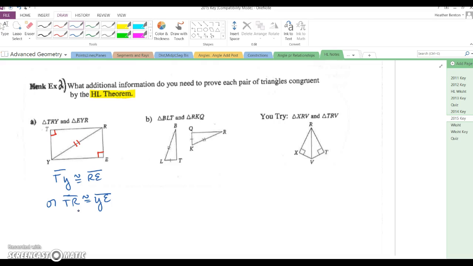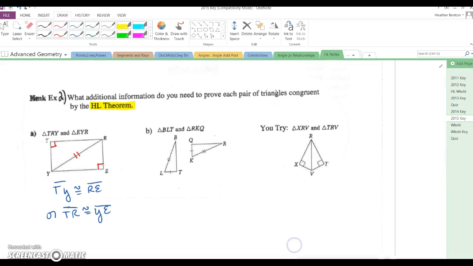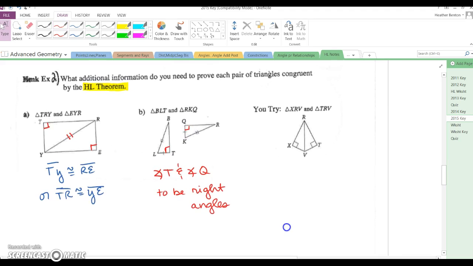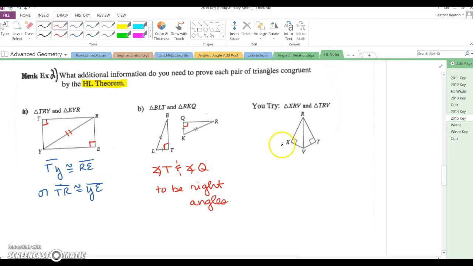On the next set of triangles, we have two sides congruent, but we do not have any right angles. So all I need on this one is for angle T and angle Q to be right angles. Because if I had that, I would have enough for angle side side with the right angle to work. Okay, I'm going to again let you pause the video to U-try and come back when you're ready to take a look at the answer.